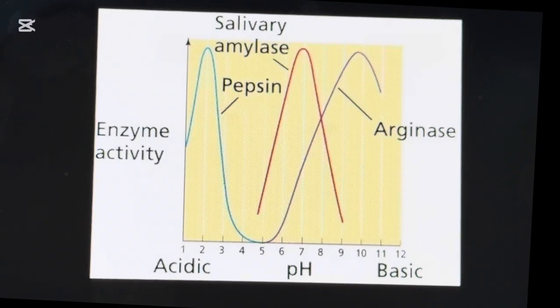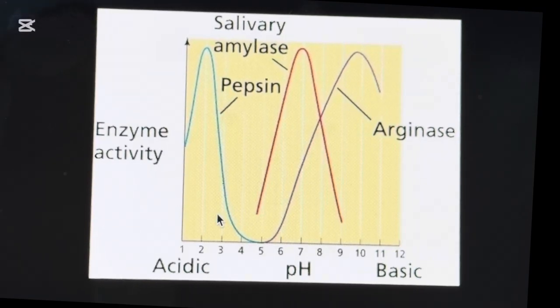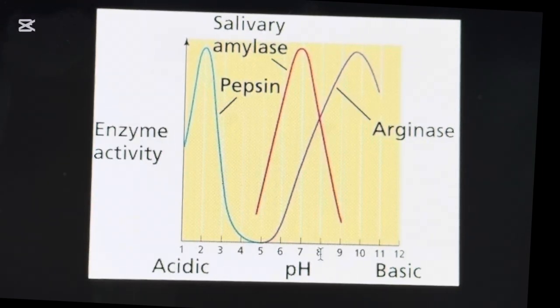All right. If you analyze this graph, on the y-axis we have enzyme activity, and on the x-axis we have pH. A pH ranging from 1 to 6 is considered acidic, and a pH ranging from 8 to 12 is considered basic. Now you can ignore pepsin and arginase for a while and focus only on salivary amylase, and let's see at what pH salivary amylase functions best.